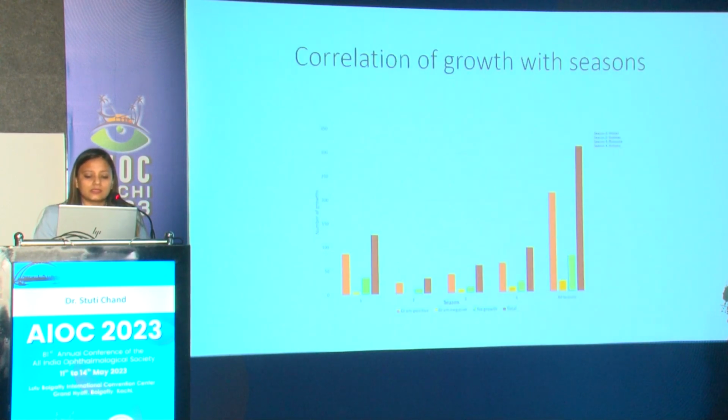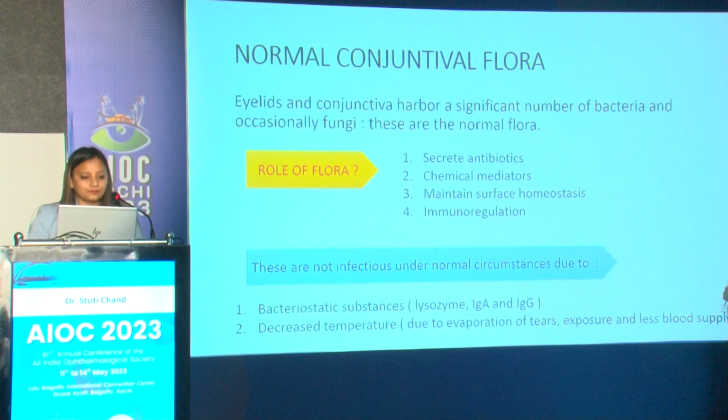Correlating growth with seasons, the growth of organisms was seen throughout the year, and the findings in all 4 seasons was not statistically significant, whereas the variation of prevalence according to the season was seen maximum in Season 1, that was between 10 to 15 degrees Celsius temperature, with gram positive being the highest in number.